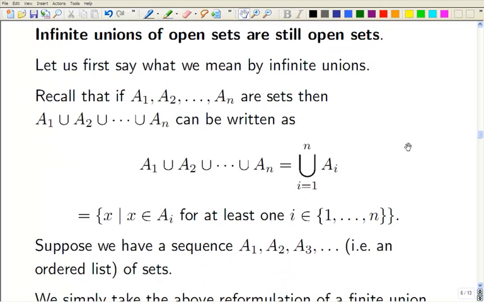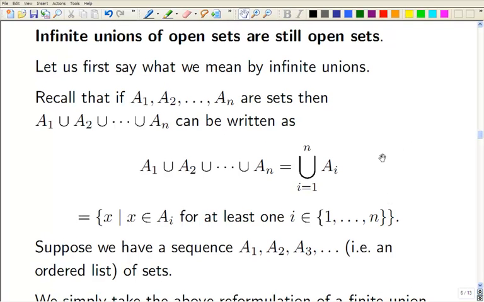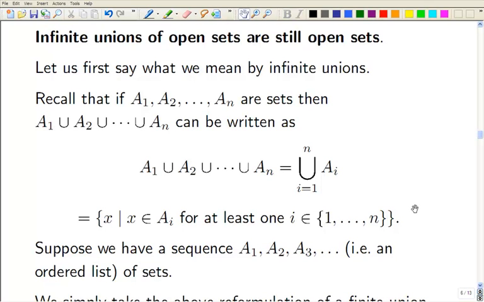So what are infinite unions? Well, we're perfectly happy with taking a union of finitely many sets just by saying A1 union A2 union, and so on. And here's one of the formulations of it. It means that you should be in at least one of the sets, Ai. To be in the union, you have to be in at least one of the relevant sets.